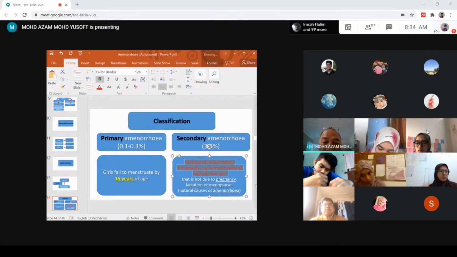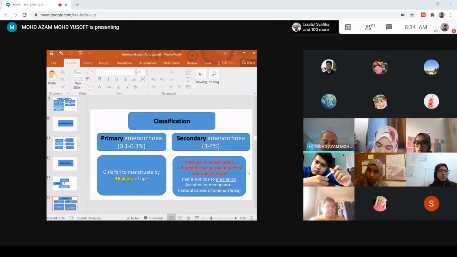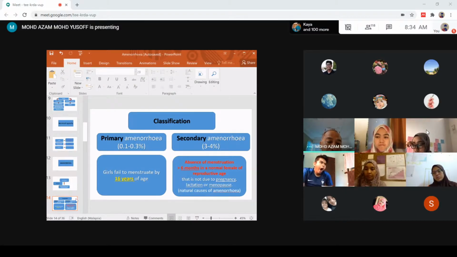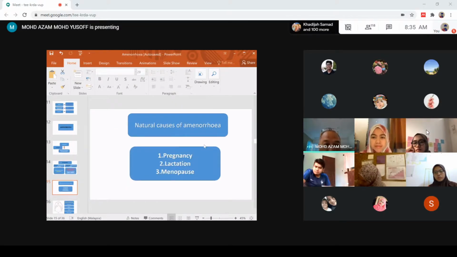I'm worried that it will come out in your MCQ, and then you'll be confused, isn't it? So pregnancy, lactation, and menopause are actually among the causes of secondary amenorrhea. That's one of the things that you need to rule out. So these natural causes of amenorrhea: pregnancy, lactation, and menopause.